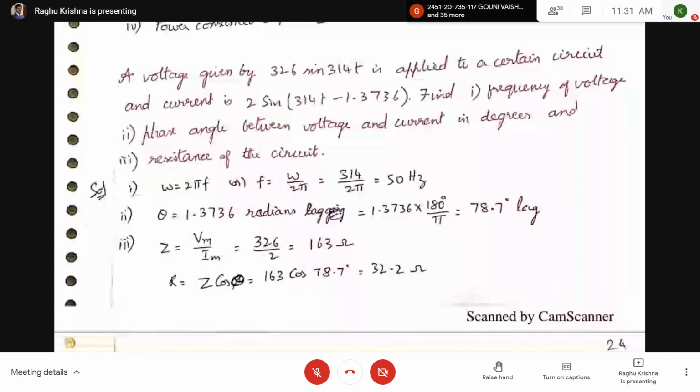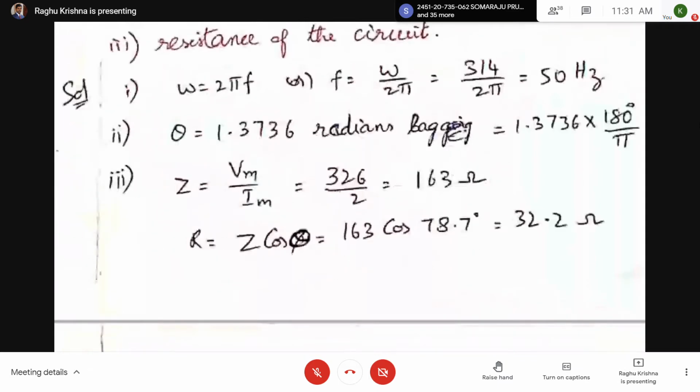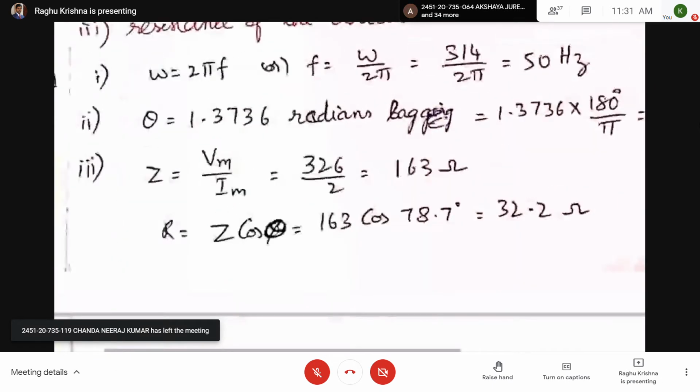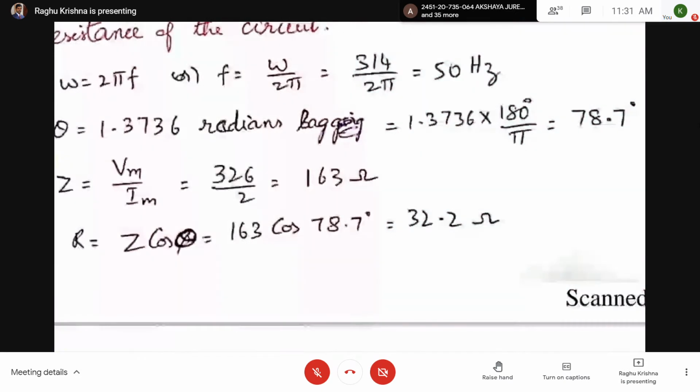So here Vm by Im, you are going to get Z equal to 163 ohms. Next. After getting Z, you can find out R by using the power factor. R equal to Z cos phi, or you can use Z cos theta. Here R equal to Z cos theta. So here Z equal to 163 cos theta, that is cos 78.7 degrees. So you are going to get the value of the resistance, that is 32.2 ohm.